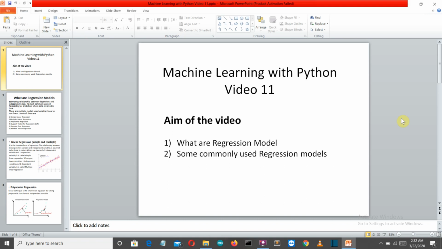Now supervised learning is of two types: regression and classification. If you want some overview of what supervised learning is, what unsupervised learning is, and what classification is, you can watch my previous video. Okay, now we're gonna discuss regression here.